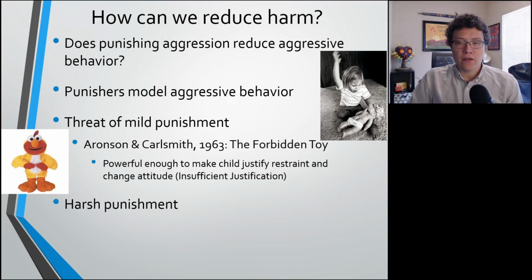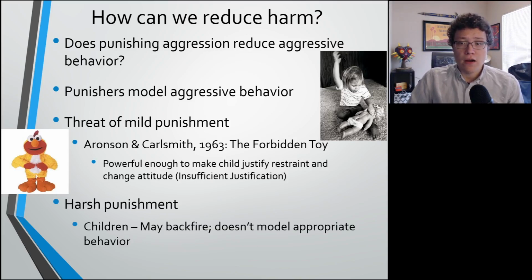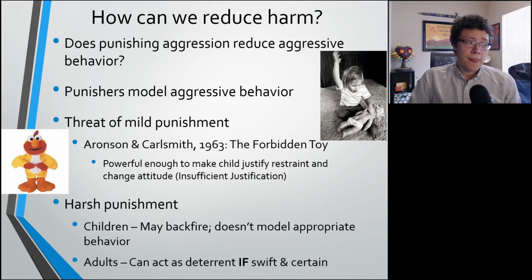But harsh punishment, on the other hand, might actually backfire for children, especially if it doesn't model appropriate behavior. So you probably shouldn't be punching your kids, and that's not going to really work with kids. Now, what's also interesting is for adults, this can act as a deterrent if it is swift and certain. So what do we mean by that? If you are doing something aggressive and you immediately get tackled and thrown in jail for it, that is going to be very useful as a way to deter this. But if it doesn't happen right away, it doesn't really seem to decrease aggression.